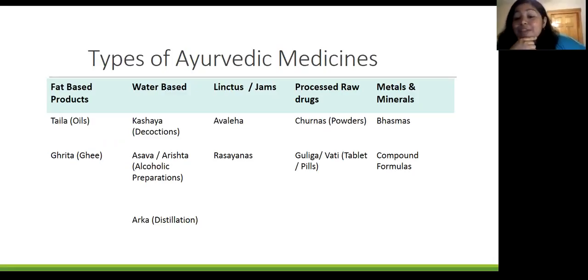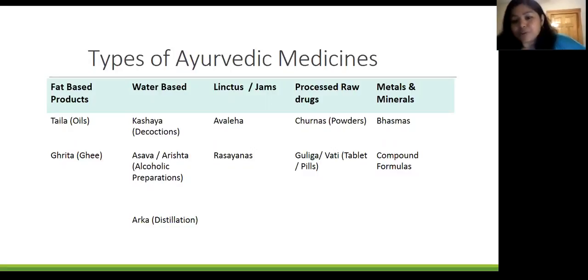We can also make the jams or the linctus, which is also known as either avalehas or rasayanas. And if you process the raw drugs as they are, you can make powders, which is typically one of the major forms that we get here in the US, or in the form of tablets or pills. But for the most part, what we're using is just the powders. But these same herbs can be processed in all of these different ways.